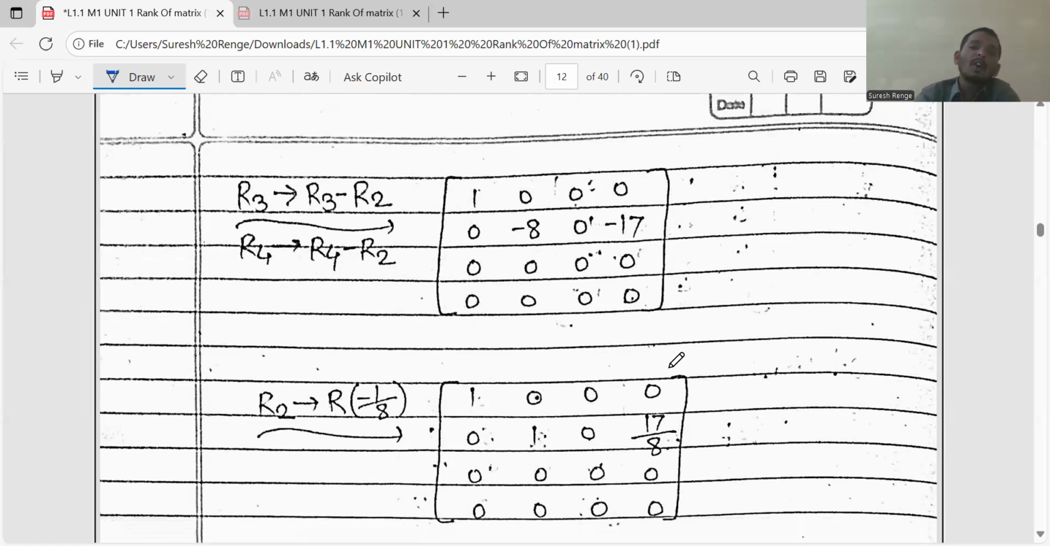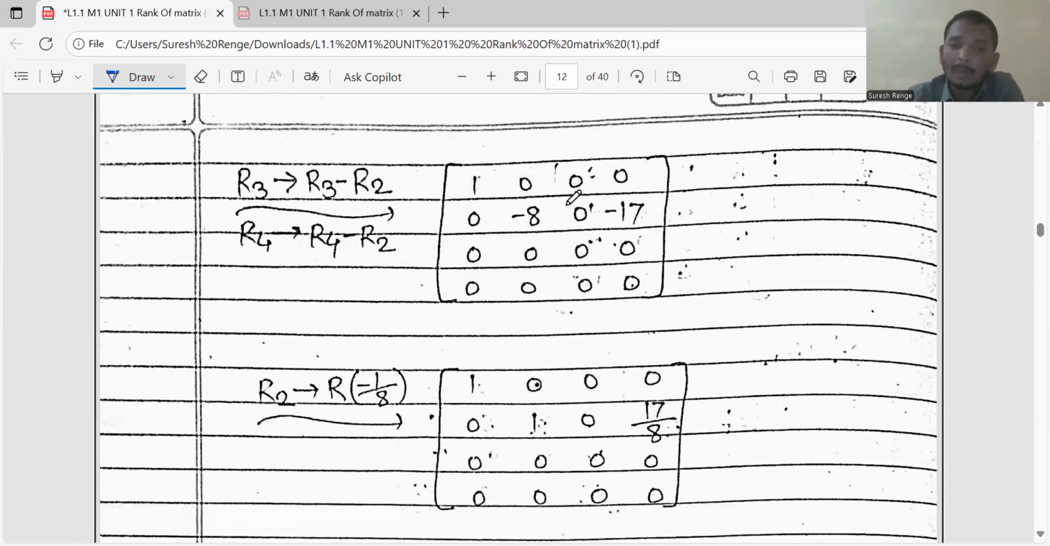Okay. Now go to row number 2. What is the leading element in row number 2? The leading element in row number 2 is minus 8. But in this normal form, the leading element must be 1. That element must be 1.